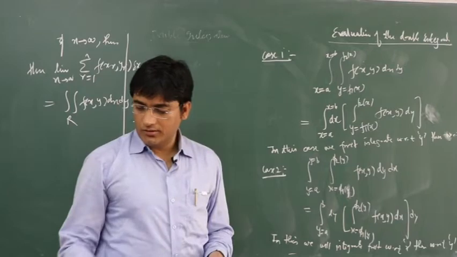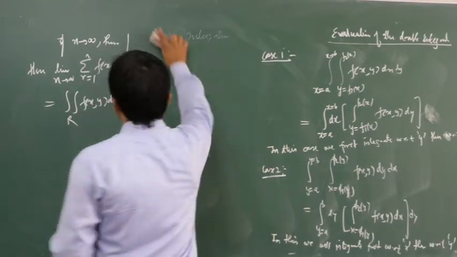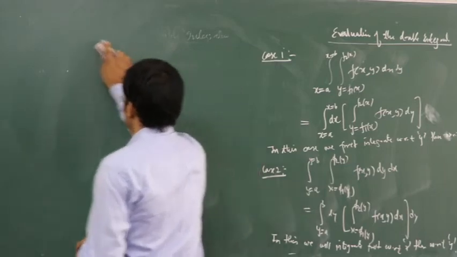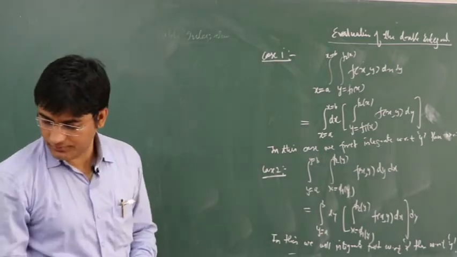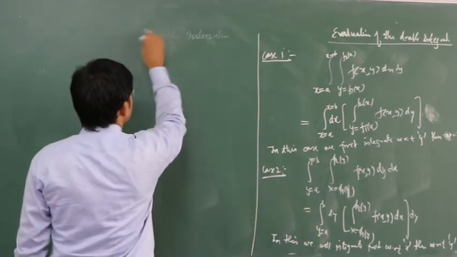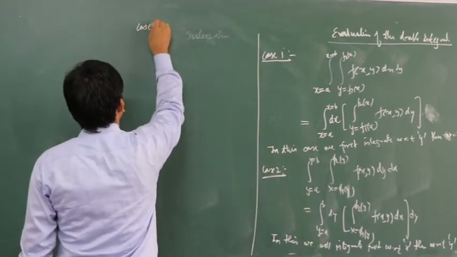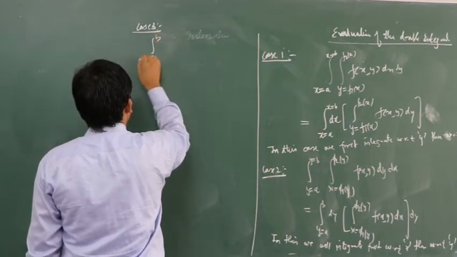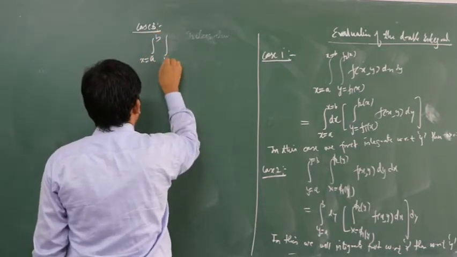Now case 3, when both limits are constant. Consider the case when the limits of x and y are both constant.